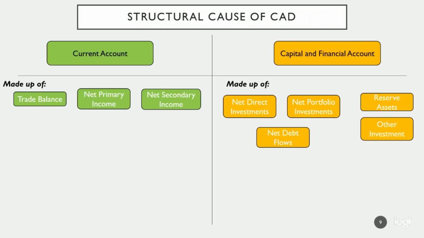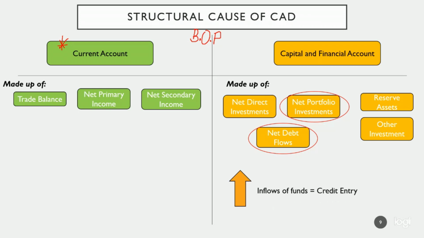Remember that we're looking at the structural components of the current account, so make sure that the focus is on the left side of this balance of payments. As I've mentioned, we like to source funding from overseas. So if we're selling equity in the capital and financial account, this is going to be an inflow through the net portfolio investments transactions category. And if we're taking on borrowings or loans, then it's going to flow through the net debt flows. So what we're ultimately going to see is that the CAFA is going to experience a credit entry.